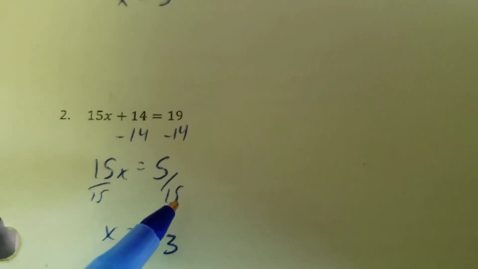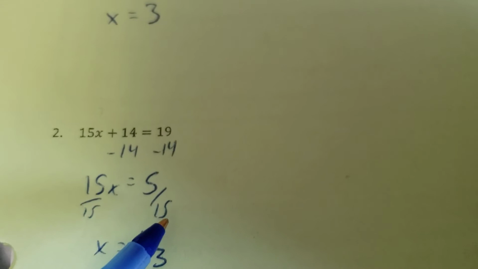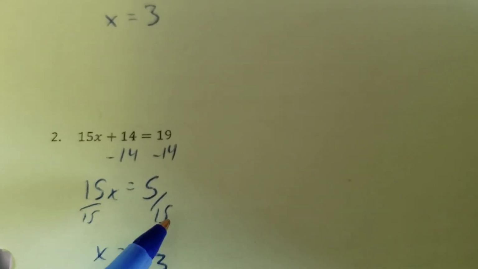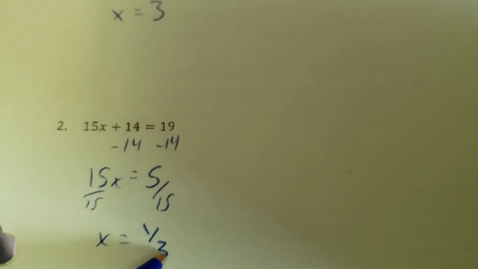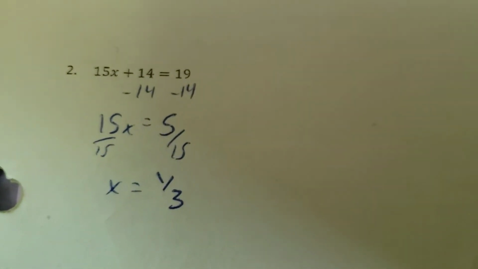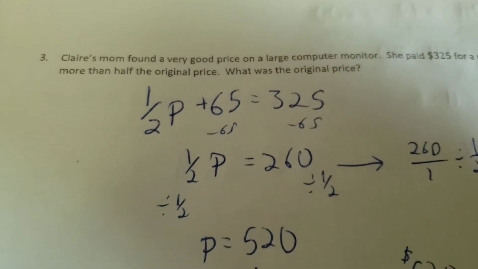5 divided by 15 is not a good number in your calculator. It's 0.3 repeating. We try to avoid using decimals and repeating decimals when we're solving equations. So you might have to actually just leave it as 5/15, which is a 1/3 kind of scenario. Hopefully you recognize that 0.33 repeating is 1/3. All right, back to another word problem.